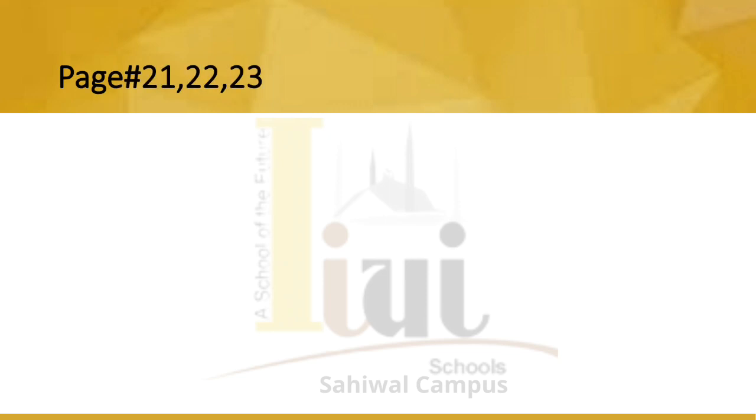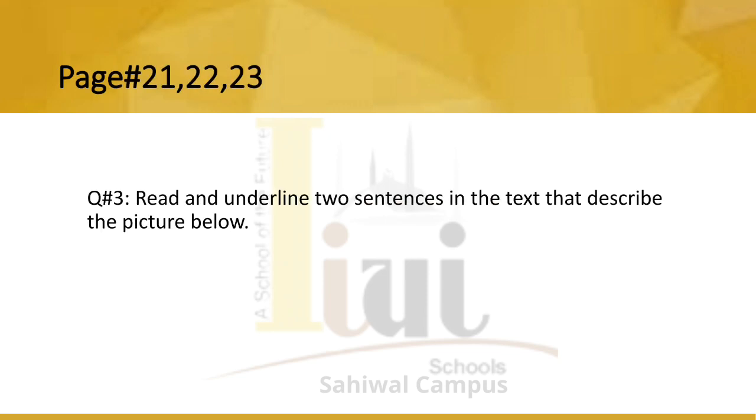Page number 21. Question number 3. Read and underline 2 sentences in the text that describe the picture below. So you have to look at page number 21. In this paragraph is given a topic, parts of a flower. So you have to underline 2 sentences which can describe the picture below, and the picture below is about a flower having pollen, petals, bees. Basically the phenomenon of pollination is described over here. So you have to underline 2 lines from the text that describe this picture.